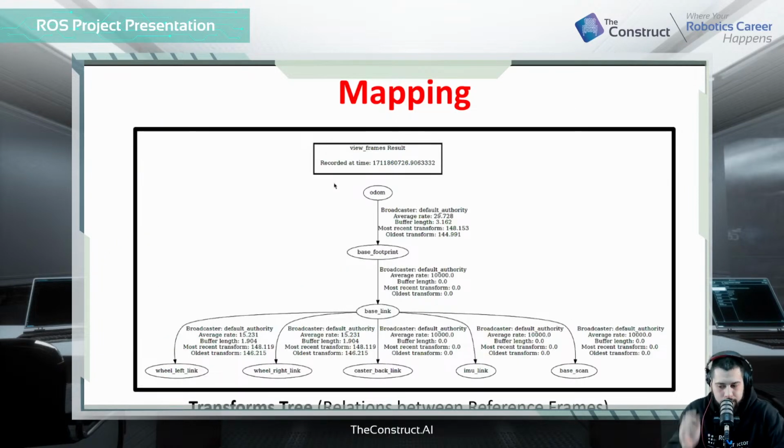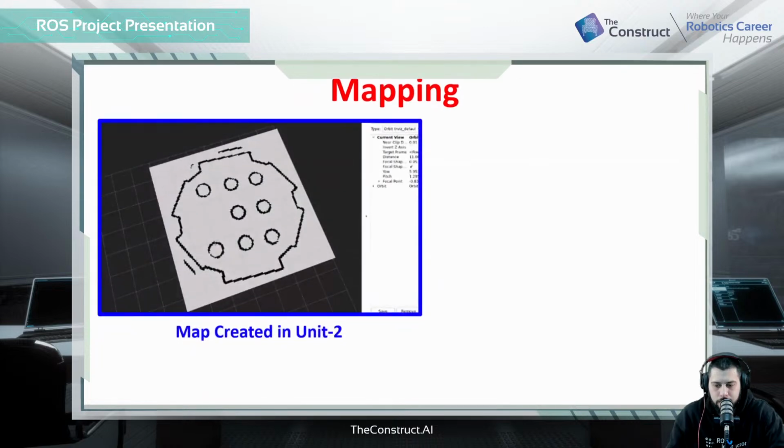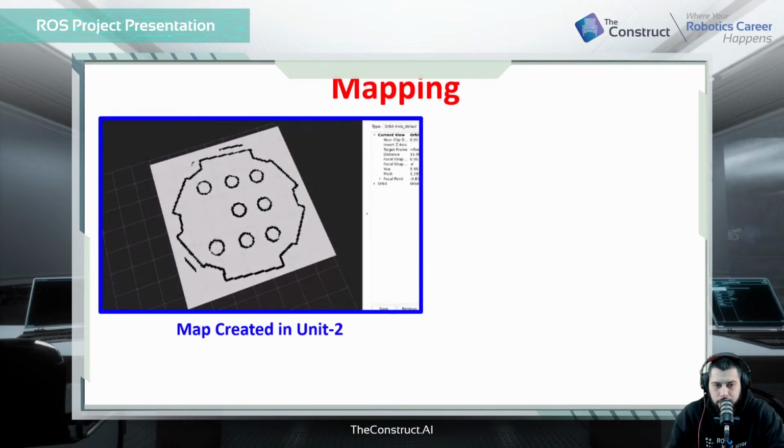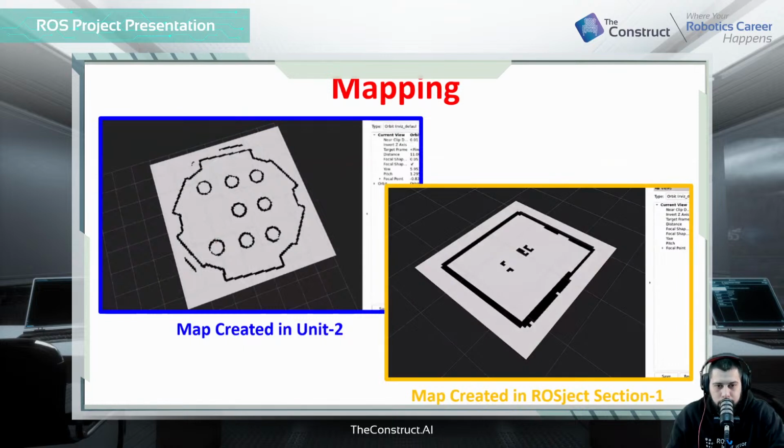Okay. This was the transforms tree which we generated in the mapping section. It basically shows relationships between different reference frames of the robot. And this was the map which I created for the simulation. And this was the map which was created in the ROS check.